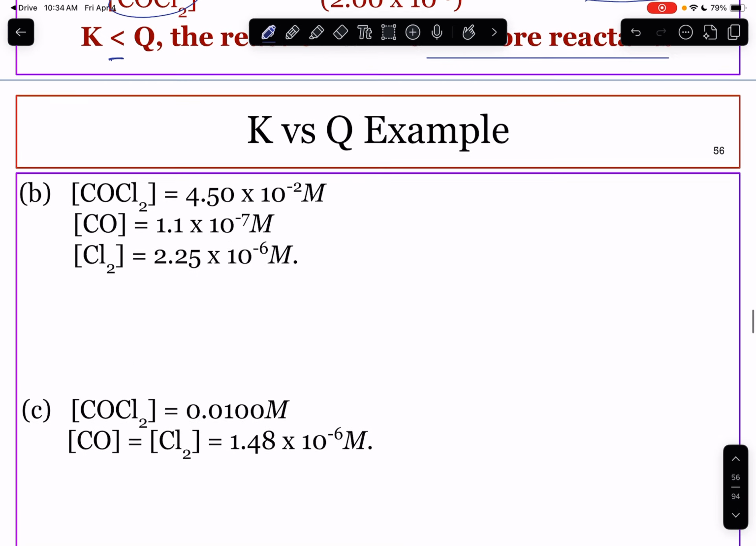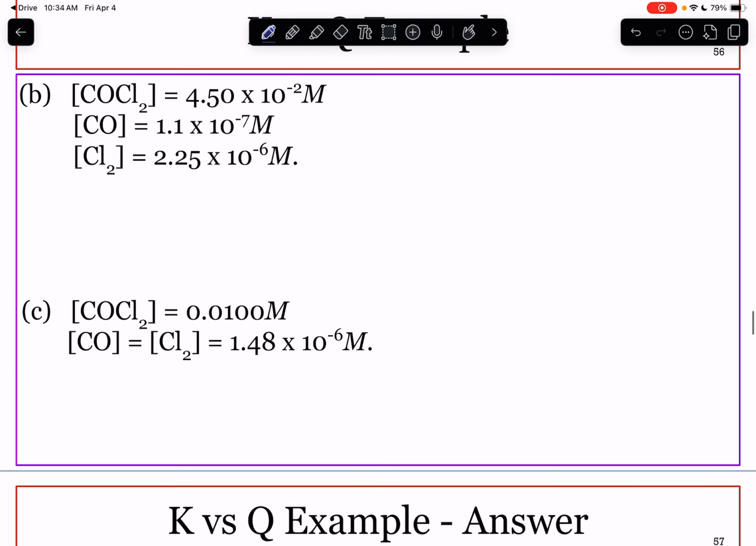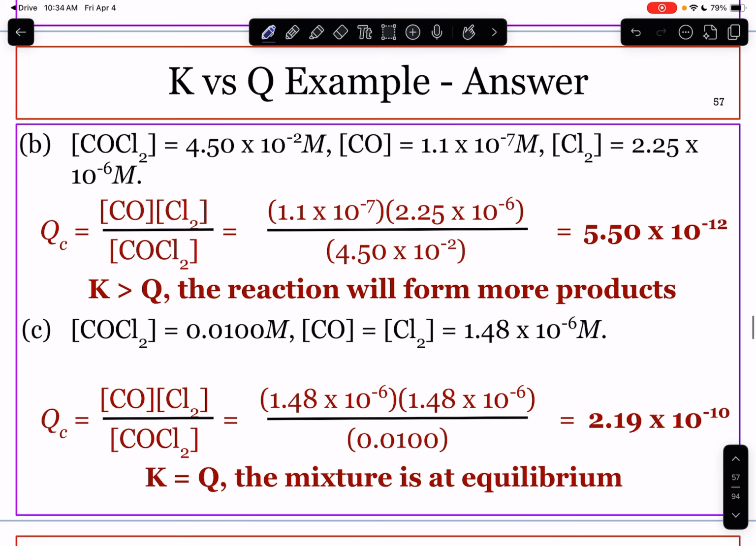Let's look at system B and C. Plug in these values in the same way that we did for scenario A and see if you are at equilibrium or not by comparing your calculated Q's to the K value. And here are the answers.